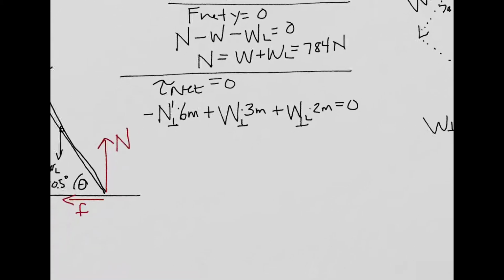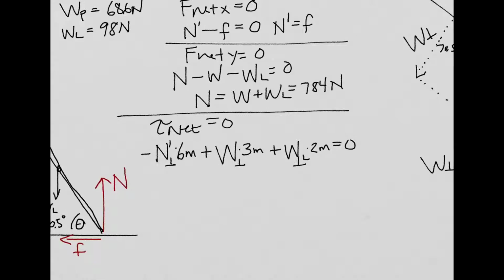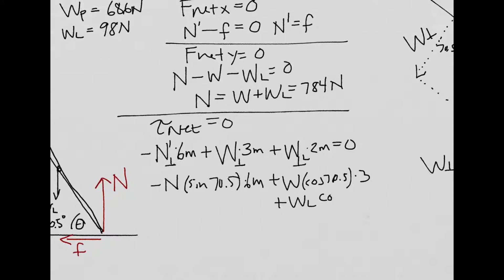Okay. So taking these findings back to our equation here, I've got minus N prime times the sine 70.5 times 6 meters, plus W times the cosine 70.5 times 3 meters, plus W_L cosine 70.5 times 2 meters. Okay.